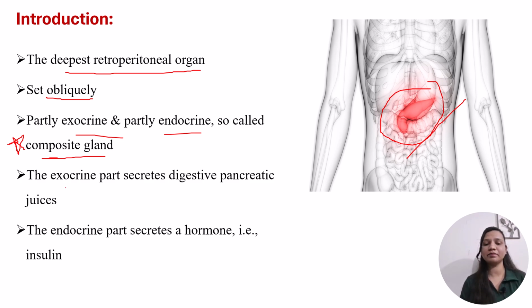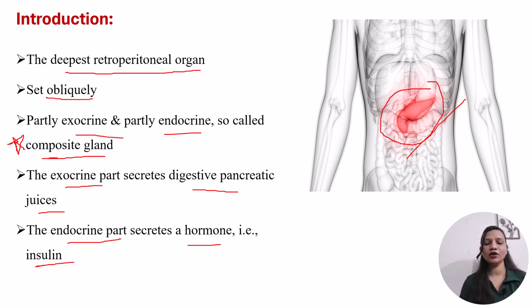Here the exocrine part secretes digestive pancreatic enzymes or digestive pancreatic juices, which help in digestion, and the endocrine part secretes a hormone. And which hormone? It is insulin. So the exocrine part secretes digestive pancreatic juices, and the endocrine part secretes a hormone called insulin.